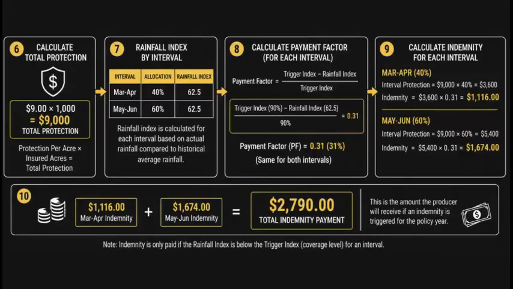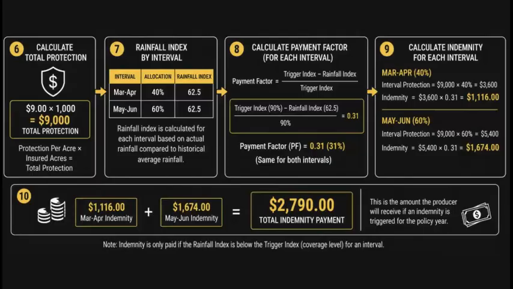Now, we need to look at how that protection is distributed across the selected rainfall intervals. In this example, the producer has allocated 40% of their protection to the March-April interval and 60% to the May-June interval. For the purposes of this example, the rainfall index is 62.5 in both intervals. Remember that the rainfall index reflects rainfall within the producer's PRF grid, compared with the historical rainfall data used by the program. Because our trigger index is 90 and the actual rainfall index is only 62.5, both intervals are below the trigger. That means an indemnity can be potentially paid for both intervals.